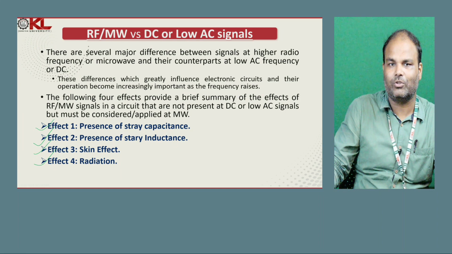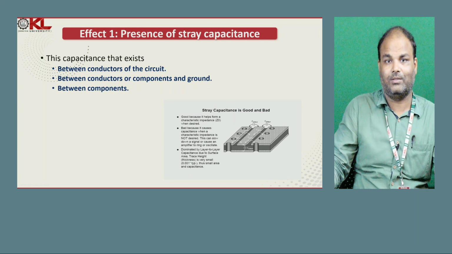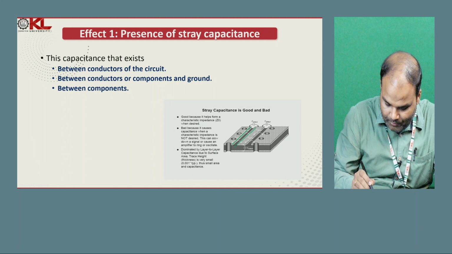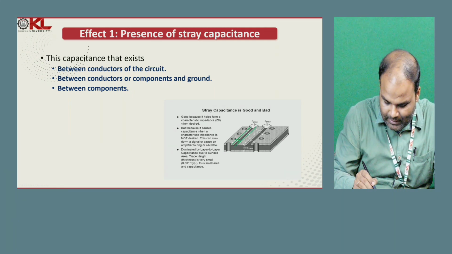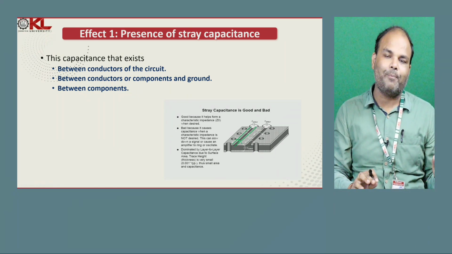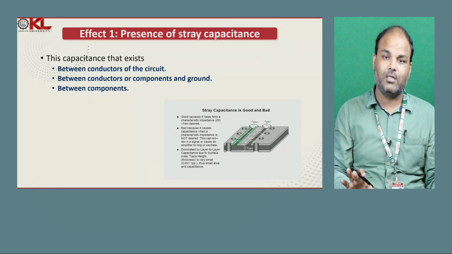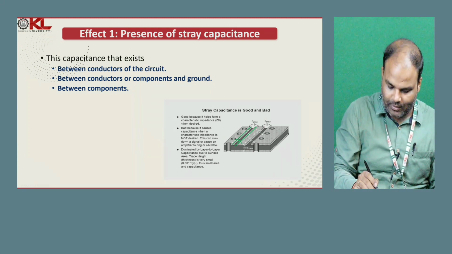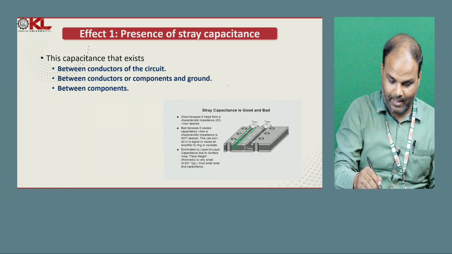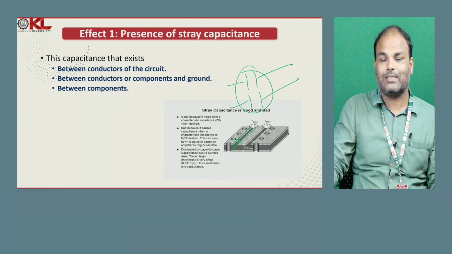So if you are thinking about stray capacitance, what is that? It is the capacitance that exists between conductors of the circuit. That means if there is a conductor and in between I am placing a capacitor, then between this conductor and the capacitor we get some more capacitance due to the RF frequency. Second, between the conductors, components and the ground, and also between the components. So if a capacitor is here and a second capacitor is here, in between there is also stray capacitance present.